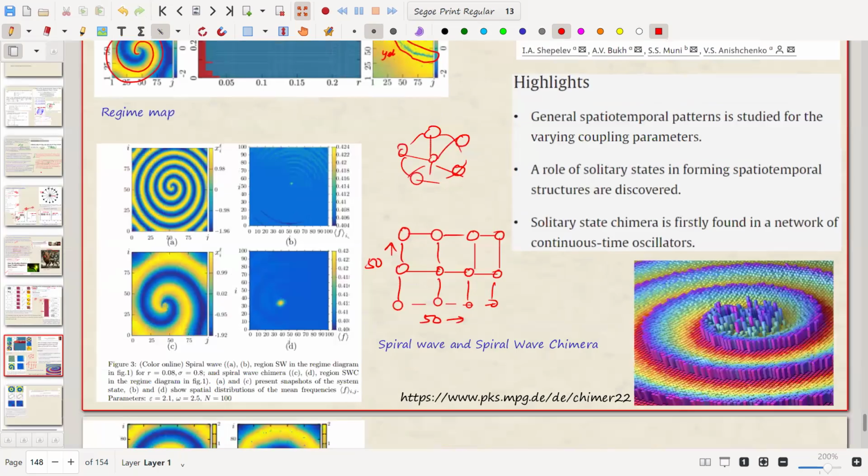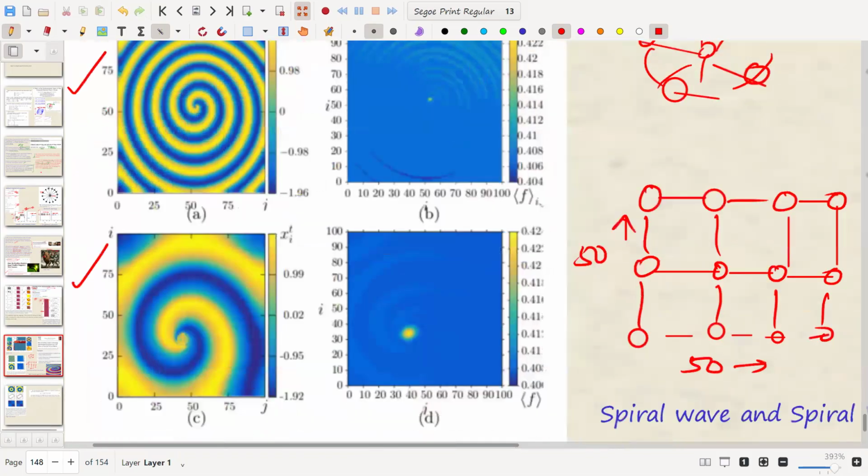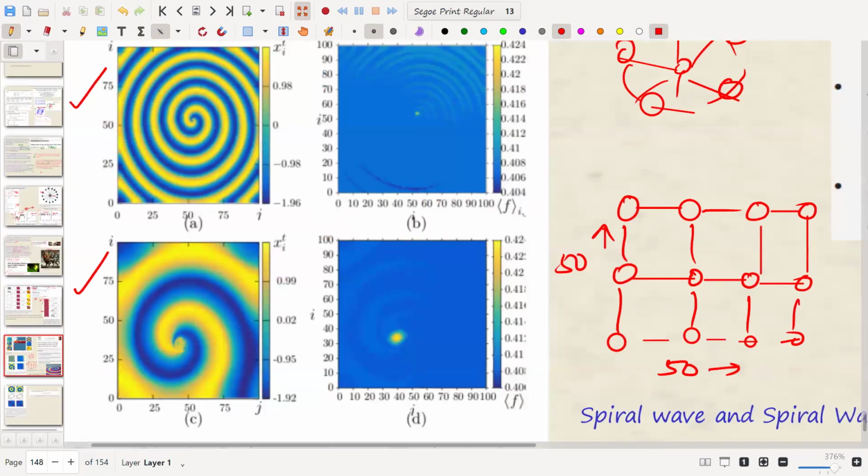So, but observe this one and this one. They are totally different structures. Why? Can you see what's the difference between the two structures? In the first structure, you can see the center is quite unique, but here there is no center at all. In the below part, there is no center at all, because you can see a collection of different colors over here. Therefore, this is like a spiral, but it is a spiral wave chimera.